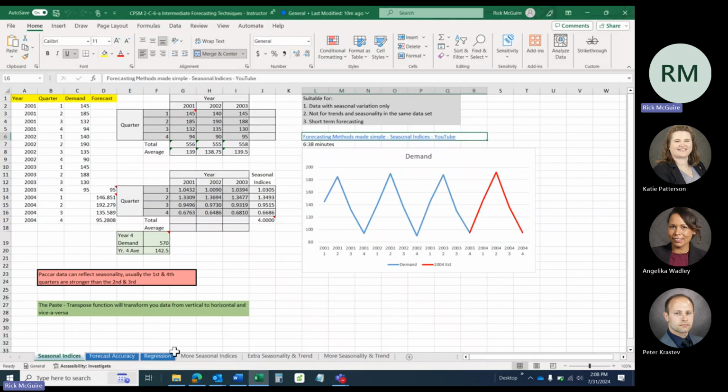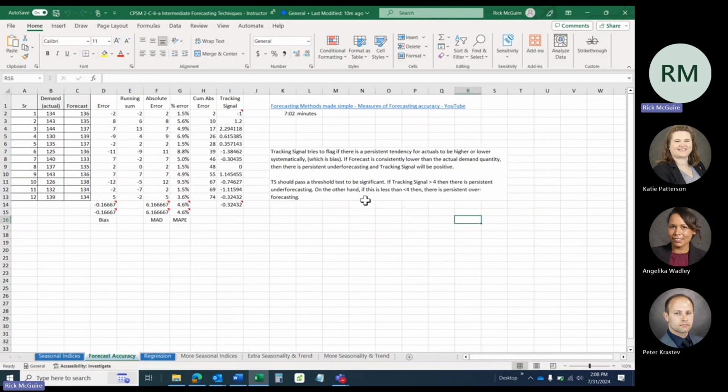Now, we'll go look at forecast accuracy with Piyush. This is like 7 minutes.